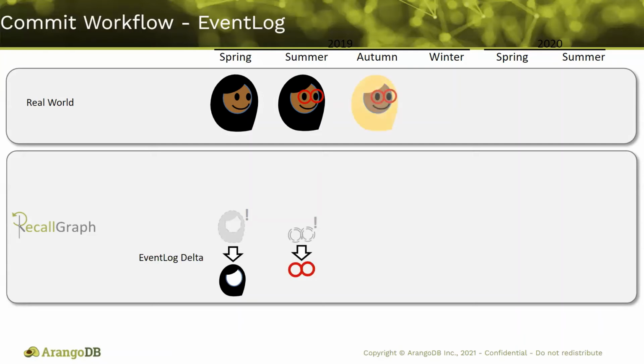Let's move on to autumn. So we see that in autumn, Anna has changed her hair color. She has dyed it from black to blonde. And RecallGraph tracks that by tracking the delta of her hair color going from black to blonde.